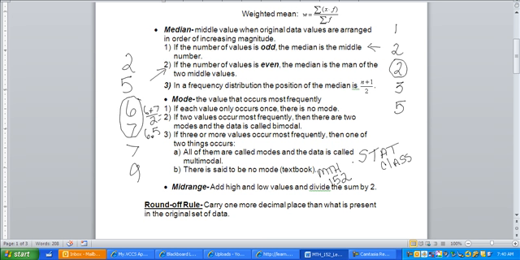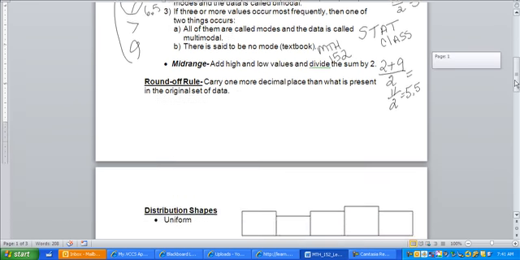Okay, now finally the mid-range is our last measure of center. We add the high and the low values and divide by 2. So let's look at this list over here. We would take 2 plus the 9, that's the low plus the high, and divide it by 2. 11 divided by 2 would give us 5.5. And on this one up here, we would take 1 plus 5 divided by 2. We're going to get 6 divided by 2, which would give us a 3 for the mid-range. So high plus low, or low plus high, divided by 2.